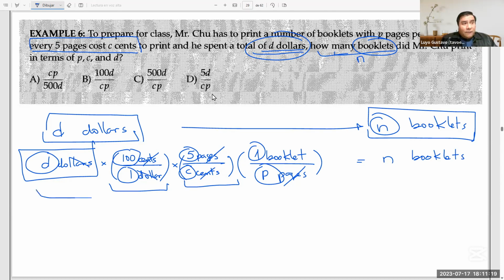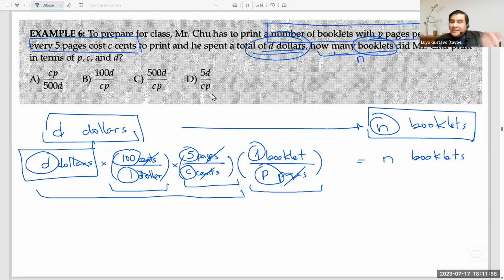The multiplication of these 3 yields the number of total pages that can be printed. But since the pages must correspond to a certain number of booklets, depending on the number of pages that each booklet contains, I use this last equivalence to set up the multiplication by the last conversion factor, which is also another rate. 1 booklet corresponds to P pages. So with this, having the number of pages that I could have printed with the dollars, I know how many booklets I could have printed with the original D dollars. So the result of this successive multiplication will yield the total number of booklets.